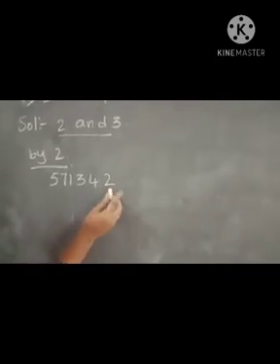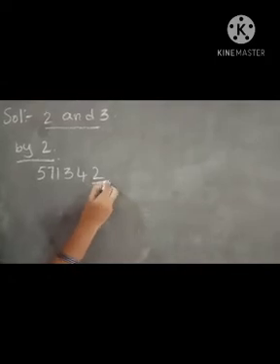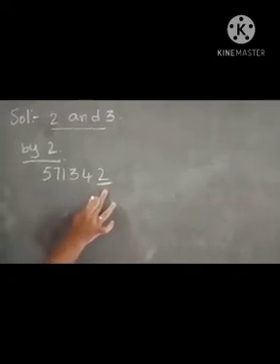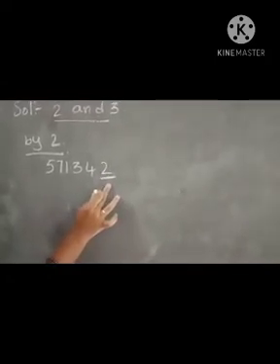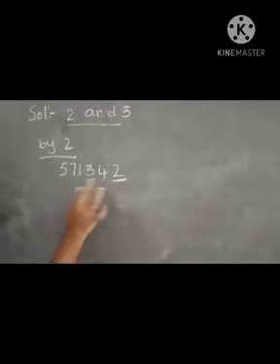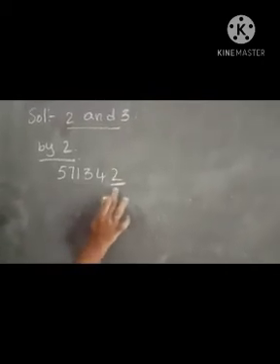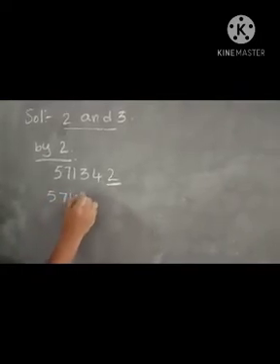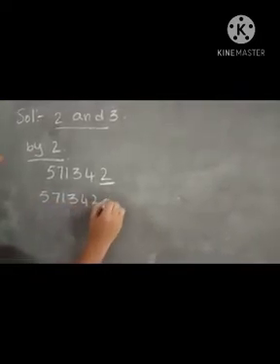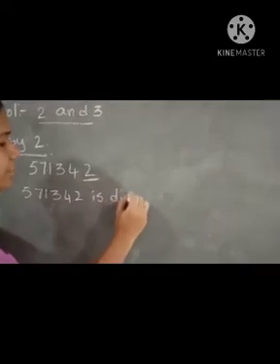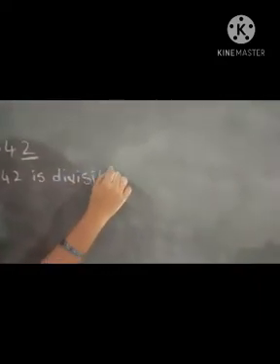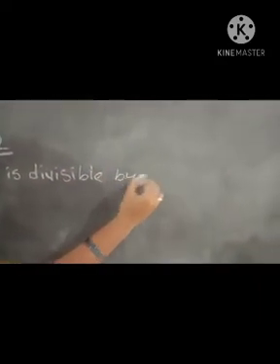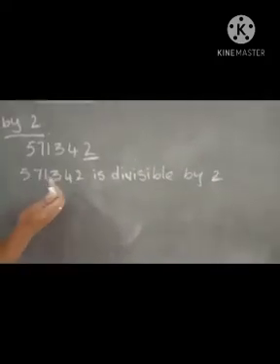What is the number here, children? The number is 2. Is 2 an even number or an odd number? Yes, very good. 2 is an even number. So this whole number, 571342, is divisible by 2.